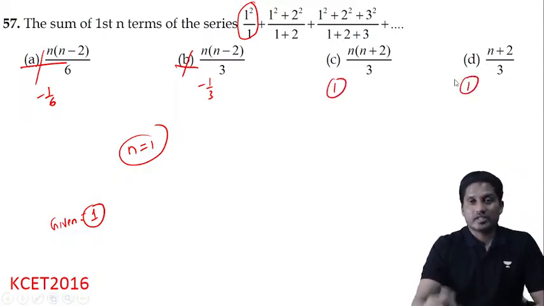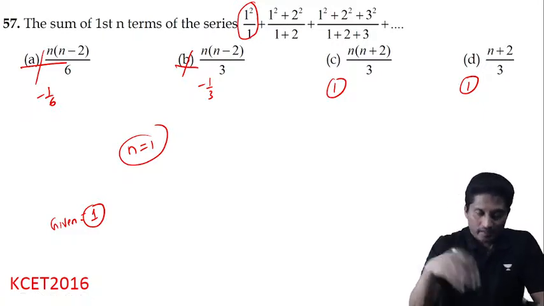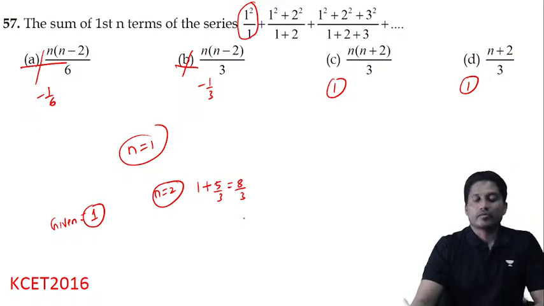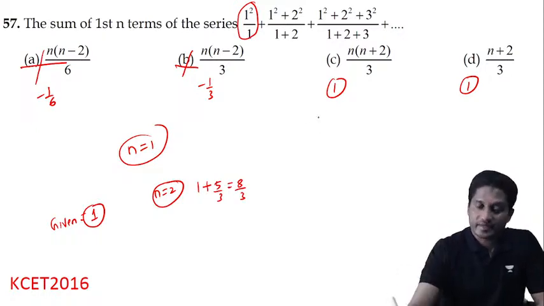Now since two options are same, I'll put n equal to 2. If I put n equal to 2, first term is 1. Second term, 1 square plus 2 square is 5 by 3, which is equal to 8 by 3. Now I'll put n equal to 2 in the options. I should get 8 by 3.